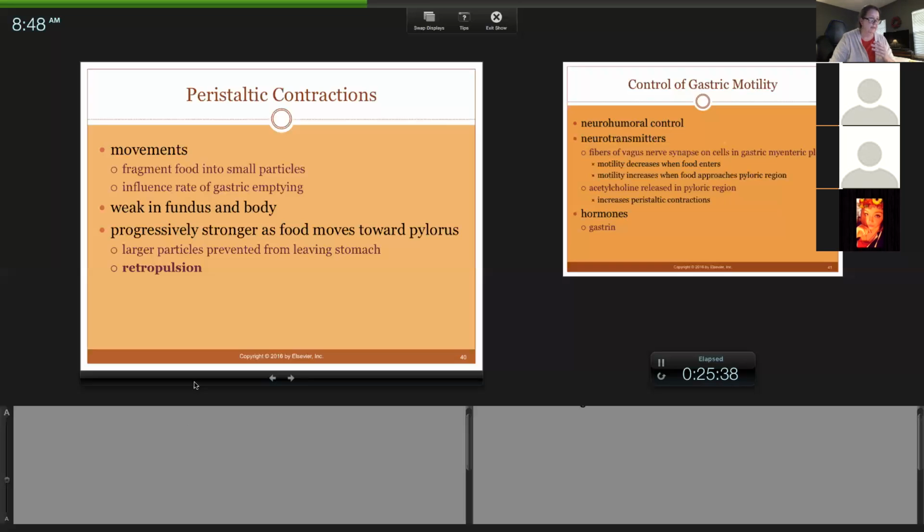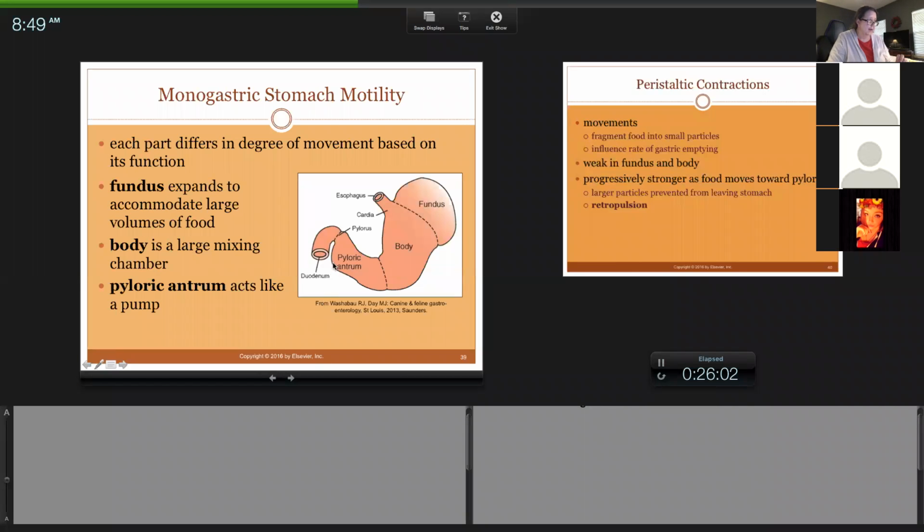Now, things are going to start to move down here. And then if it gets to the pylorus and the stomach goes, that's too big, retro means backwards, right? Everybody likes retro stuff, or some people do. Pulsion is that pushing motion. So retropulsion is, let me get to a picture: if it goes here and the body goes, it's going to push it backwards.